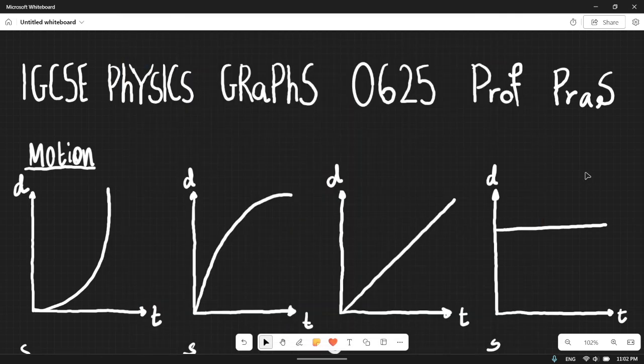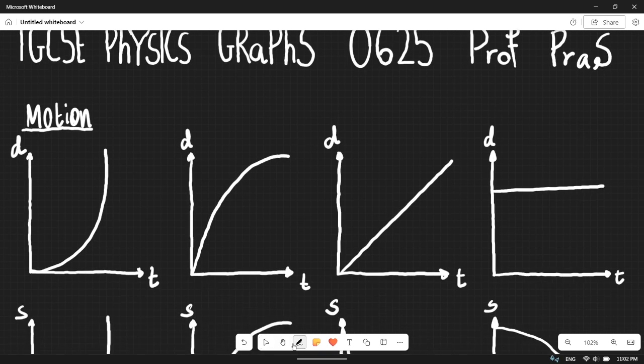So today's video is going to be quite a special and a long one because we are going to be looking at all the graphs in IGCSE Physics 0625. So without any further ado, let's get started. So first we have the graphs of motion.